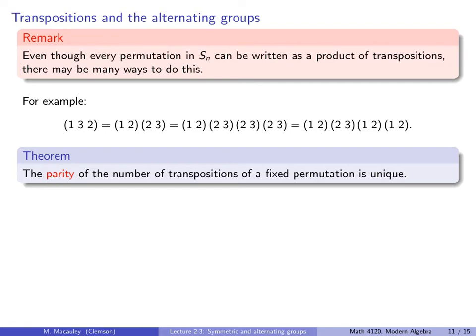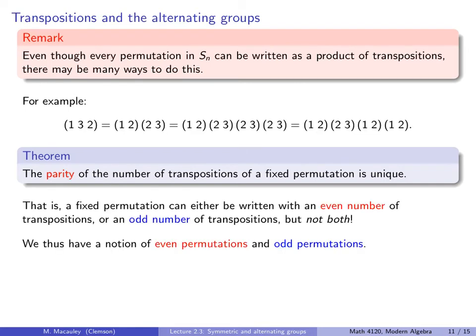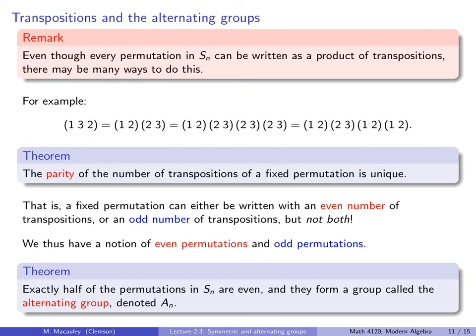or oddness, of the number of transpositions of a fixed permutation is unique. That is, a fixed permutation can either be written with an even number of transpositions or an odd number of transpositions, but not both. What this means is that we have a notion of what it means for a permutation to be even and a permutation to be odd, and we call those things even permutations and odd permutations, respectively. Another central theorem that we will state without proof is that exactly half of the permutations in Sn are even, and they form a group called the alternating group, which we denote as An.